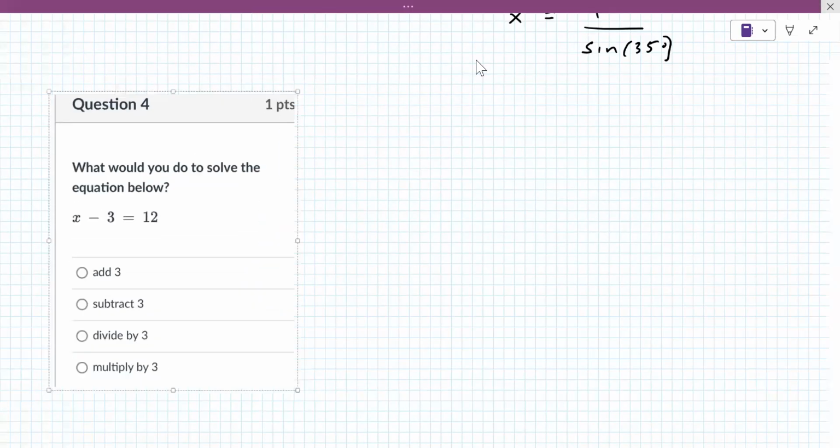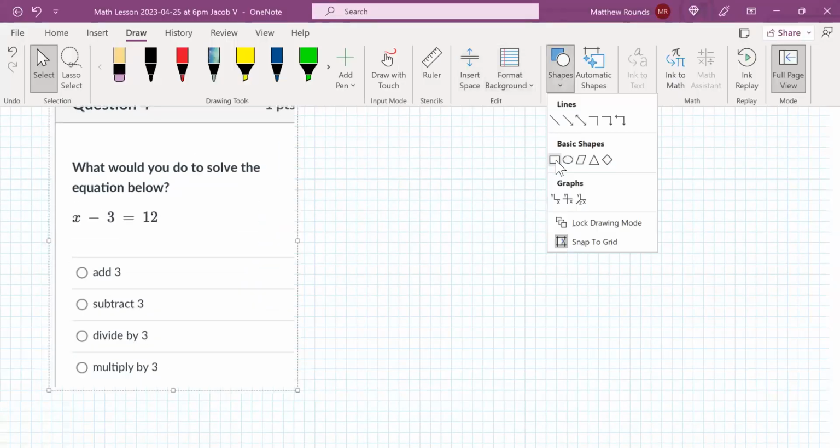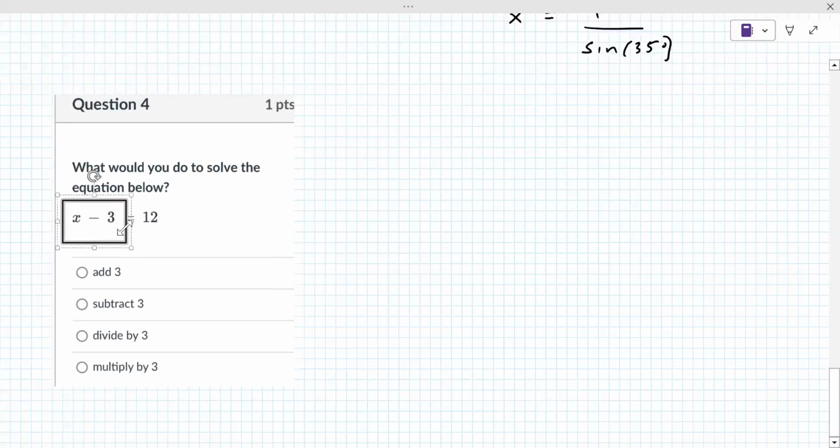Go ahead and read the question here to yourself. Again, I'll say focus on the side with the variable and decide how to undo that. Add 3? Yes. Okay. So x would be 15 then. x would be 15.